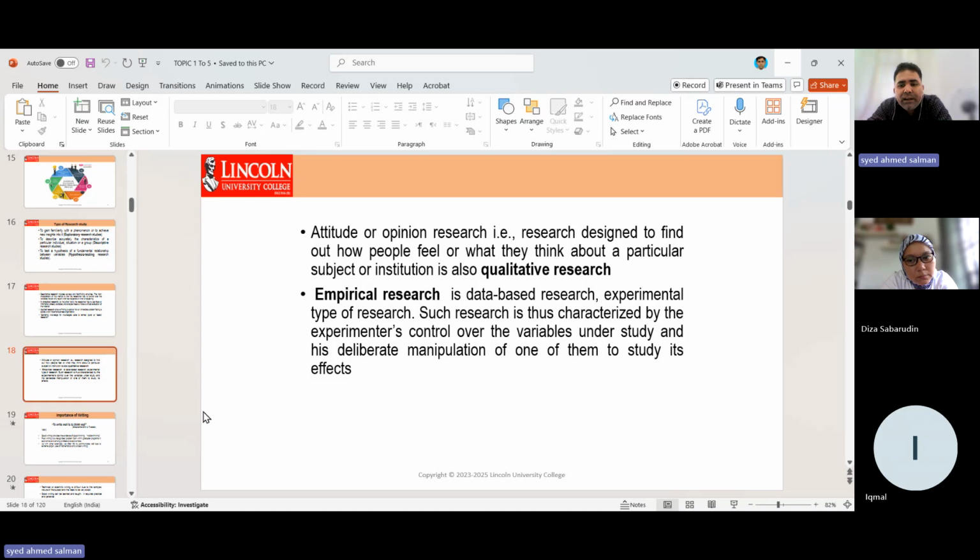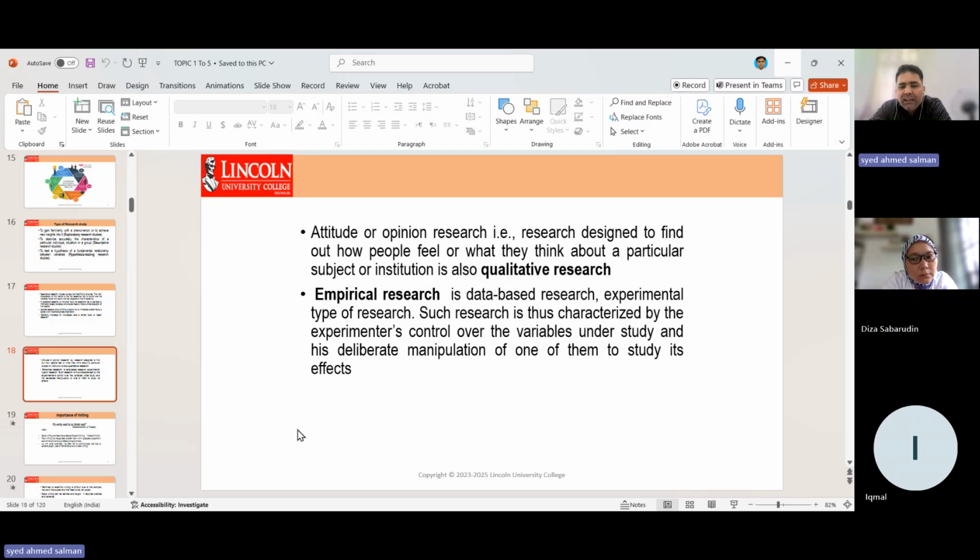Then qualitative research, attitude or opinion research, that is research designed to find out how people feel or what they think about a particular subject or institution. Qualitative research is all about attitude, all about opinion. If you want to take my opinion, then you have to do qualitative research. If you want to know a person's attitude, the idea, the person's characteristics, then you are going to conduct the qualitative research design.